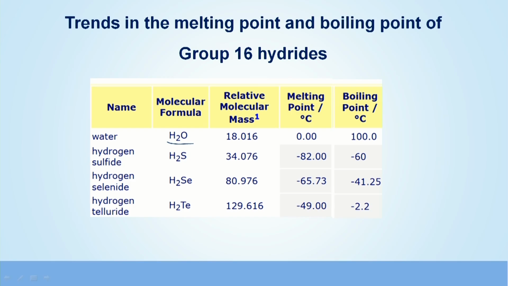Here you can see that the melting point of ice is 0 degrees Celsius. The boiling point of water is 100 degrees Celsius. Now, why is this melting and boiling point so high compared to the other three in the series? This is due to the presence of hydrogen bonding.